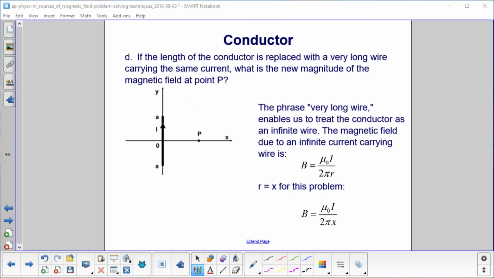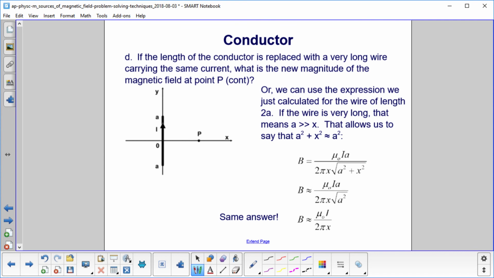If the length of the conductor is replaced with a very long wire carrying the same current, what is the new magnitude of the magnetic field at point P, where the distance there is x? The phrase very long wire enables us to treat the conductor as an infinite wire. The magnetic field due to an infinite current carrying wire is this, so we replace the r with x and we get this answer here.